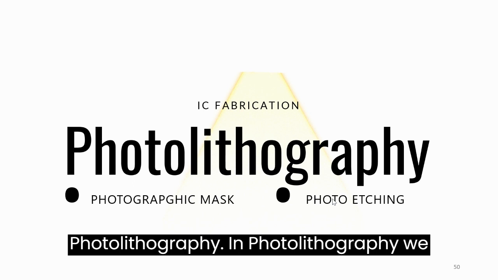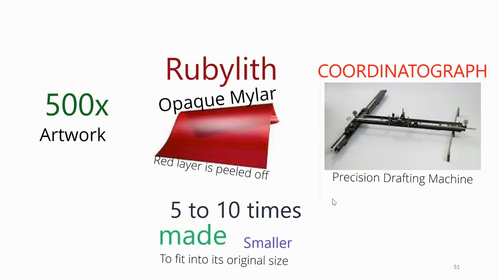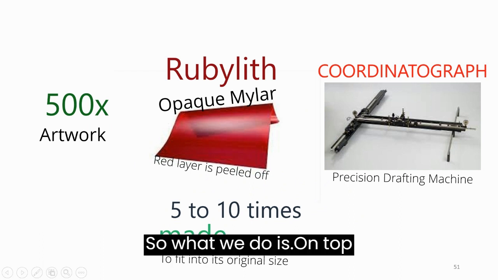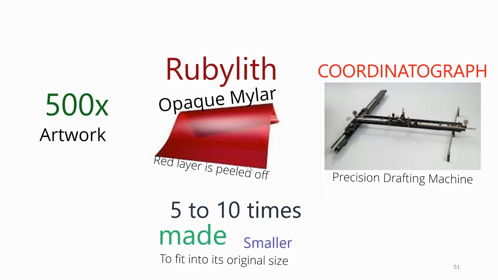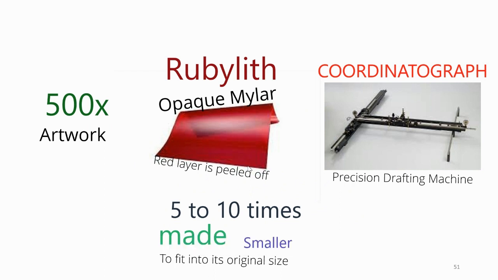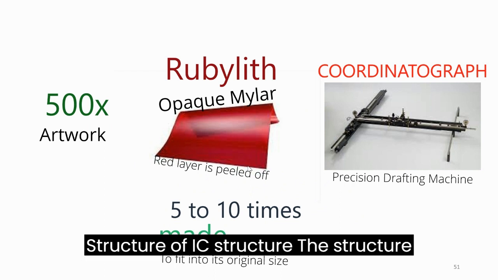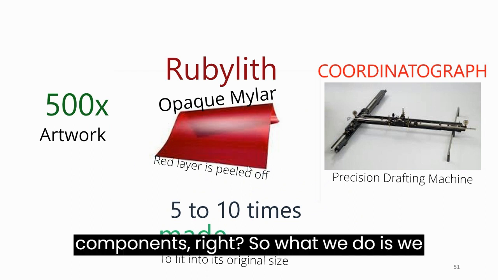Photolithography. In photolithography, we follow two processes: photographic mask and photo etching. Let's start with photographic mask. On top of the prepared wafer, after applying the SiO2 layer, we'll have to draw the structure of the IC. Draw the structure of the IC, in the sense of the small components, right?